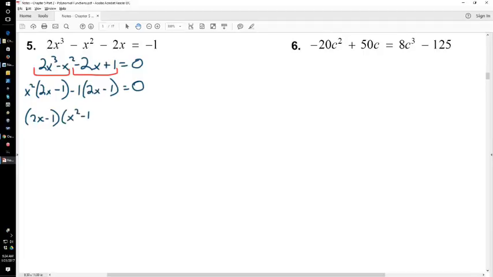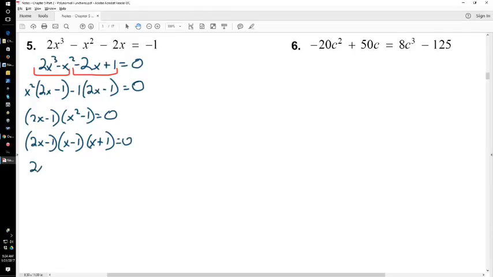Then we got x squared minus 1 left over. The x squared and the minus 1 are the coefficients, equals 0. And we still have an x squared, so we got to check to see if we can go further. And the answer is yes, we can, because that one is a difference of squares. The square root of 1 is 1, so we got x minus 1 and x plus 1, because those multiply to negative 1 and add up to that 0 in the middle.